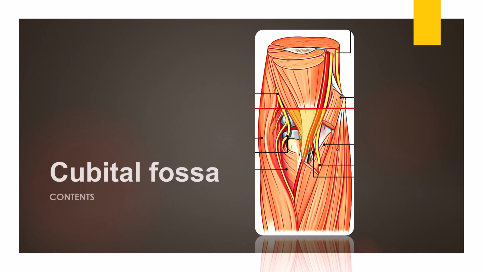The next, contents of cubital fossa. Here a mnemonic is there. You just remember it like MBBS. I am saying the structures from medial to lateral. M stands for median nerve, then B is brachial artery, then another B indicates the tendon of biceps, and then S indicates the superficial branch of radial nerve.